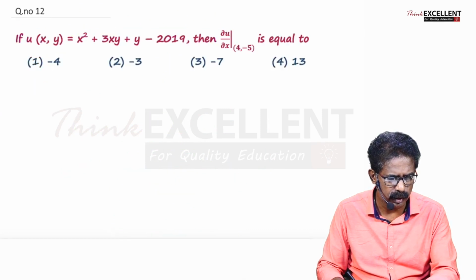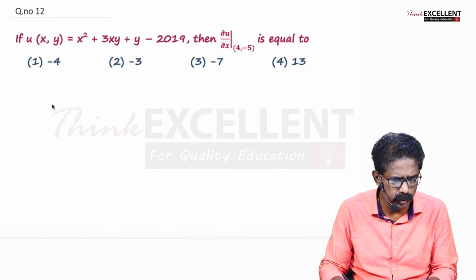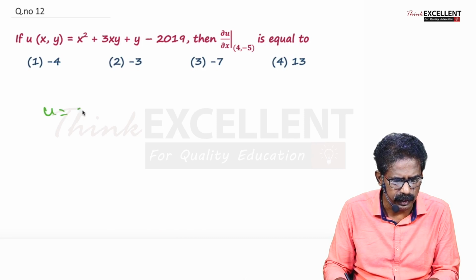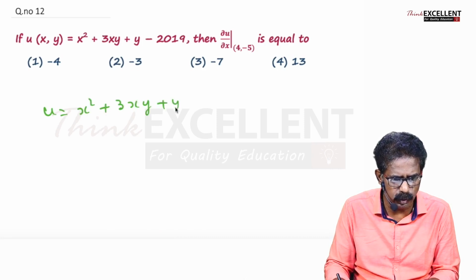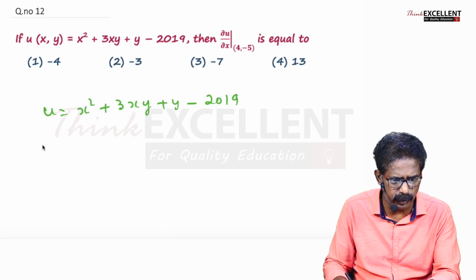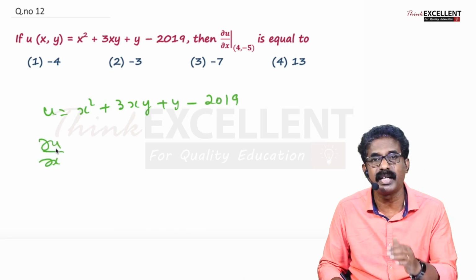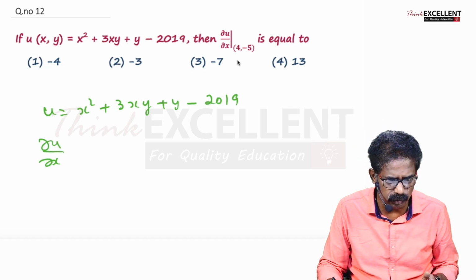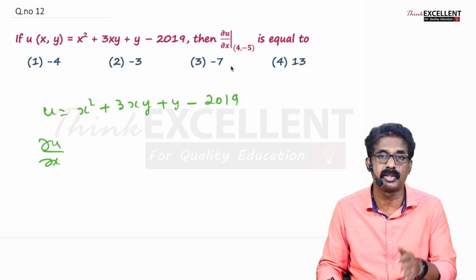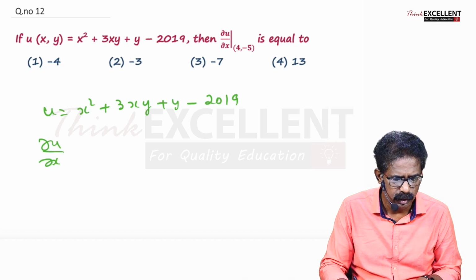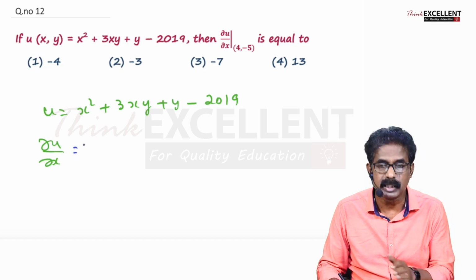Next, question number 12. u equal to x square plus 3xy plus y minus 2019. The question is dou u by dou x. After finding dou u by dou x, you have to substitute 4 comma minus 5. For x you put 4 and for y you put minus 5. Differentiate with respect to x.